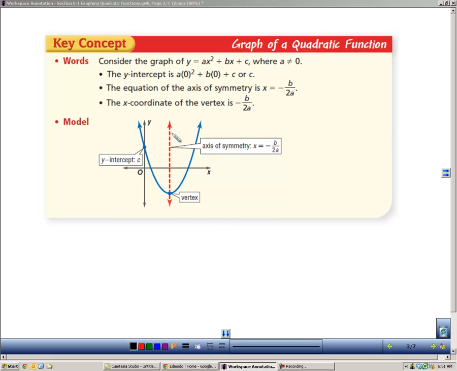The axis of symmetry, the line, in this case it's red, the line that cuts the parabola in half, slices it right down the middle, that's called the axis of symmetry. You can find that by using the formula x equals the opposite of b over 2a. And then finally the vertex is the point where the parabola begins. Either the vertex is at the bottom, like this, or the vertex could be at the top, like this one. But either way, the vertex can be found by plugging in the axis of symmetry for the x and then finding the y coordinate.